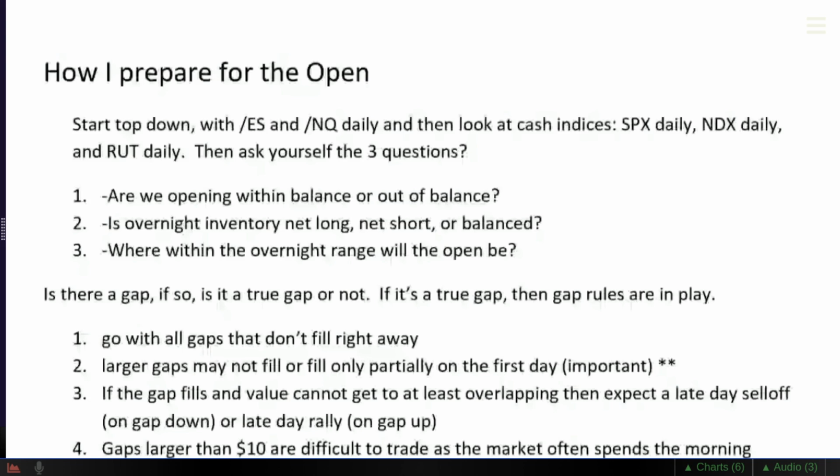Just look at the majors. Where are we in terms of levels? Okay, that's it. I'm good to go. All right. This is, in my opinion, not enough. You have to go deeper.